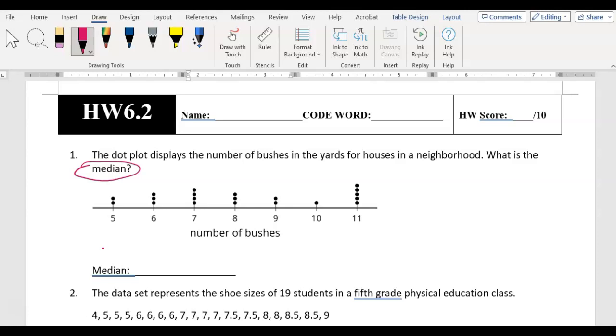1, 2, 3, 4, 5, 6, 7, 8, 9, 10, 11, 12, 13, 14, 15, 16, 17, 18, 19, 20. 1, 5, 9, 12, 14, 15, 20. That means that there's an even number, right? So we're going to be looking at two middle numbers and taking the average of those.